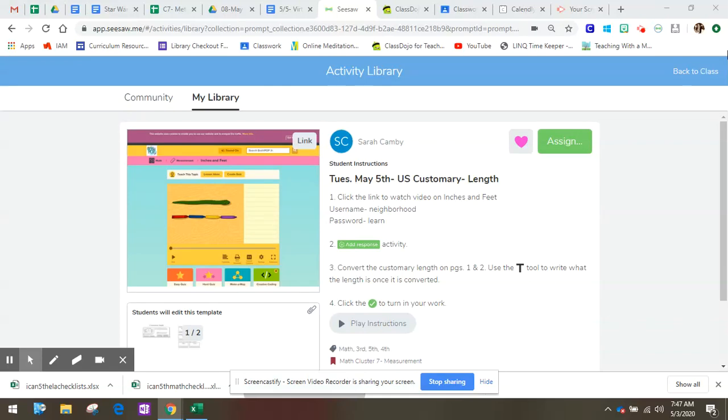Today is Tuesday, May 5th, and we are going to focus on how to measure length in the U.S.